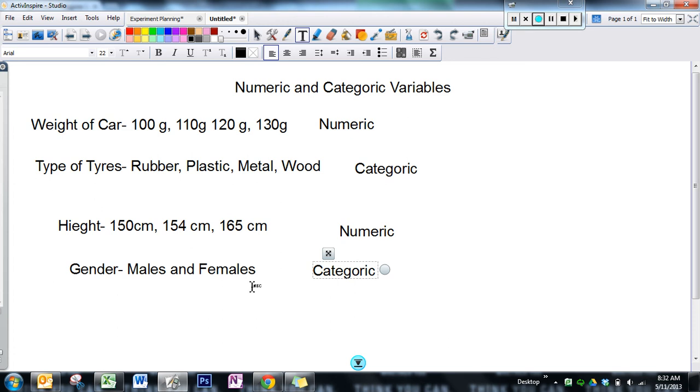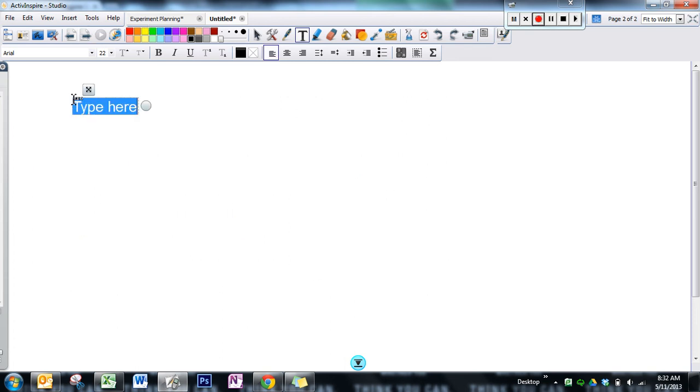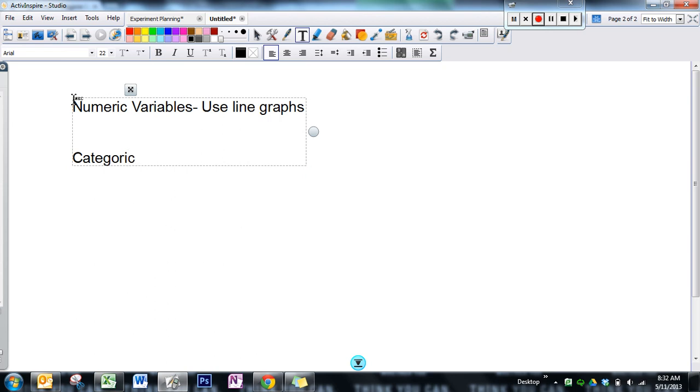Now that's key because when you have numeric variables, we use line graphs. This is why, because later on you need to know whether you need to draw a line graph or bar graph. Categoric variables use bar graphs. So that's the difference between numeric and categoric. As always, any questions, please ask.